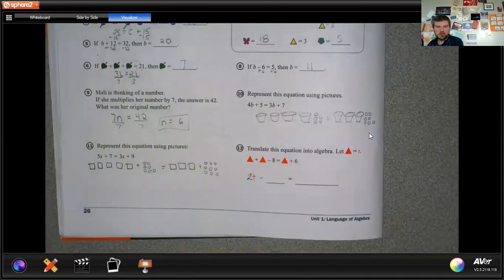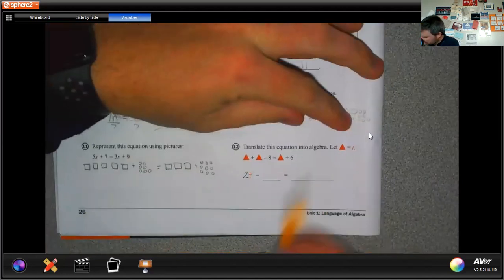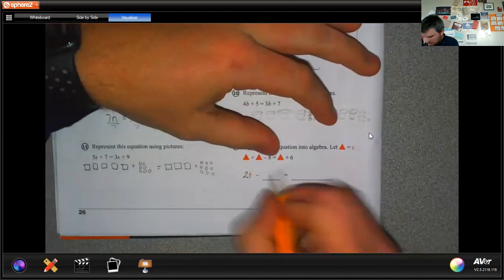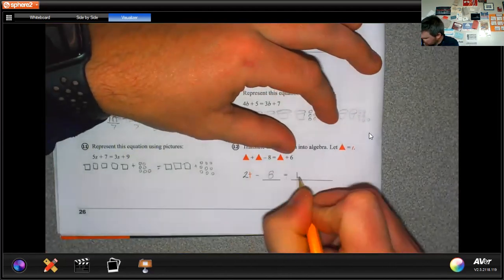Okay, something like that. Translate this equation into algebra. Let a triangle equal t. So 2t minus 8 equals t plus 6.